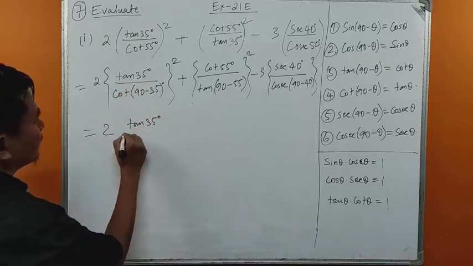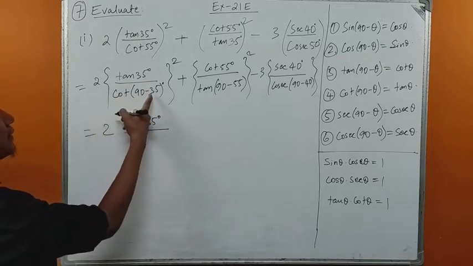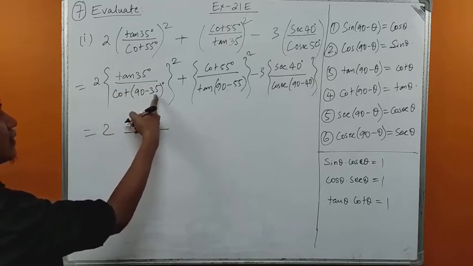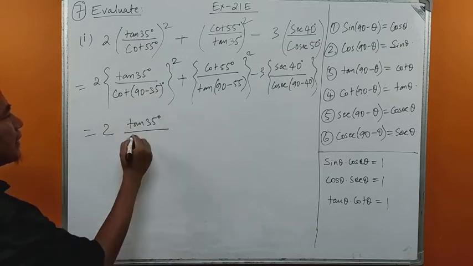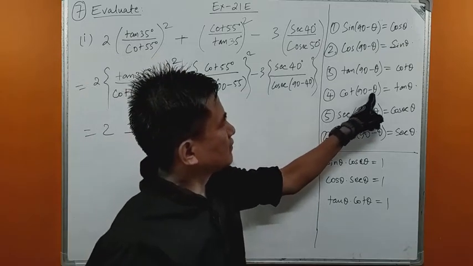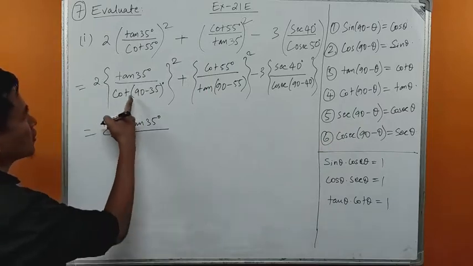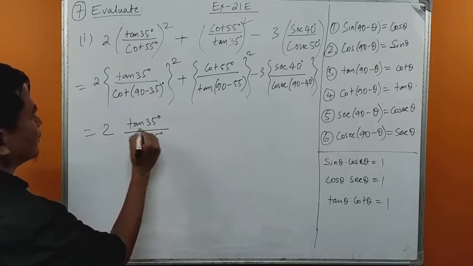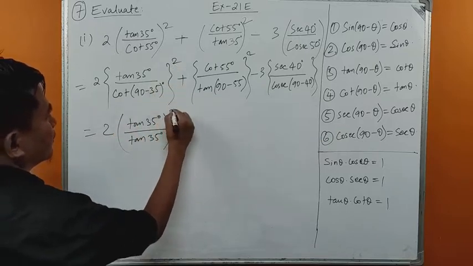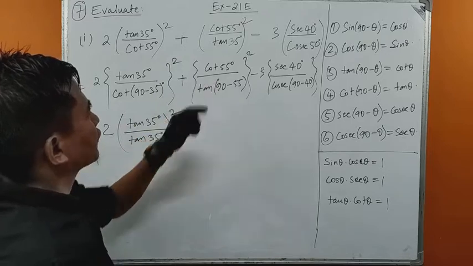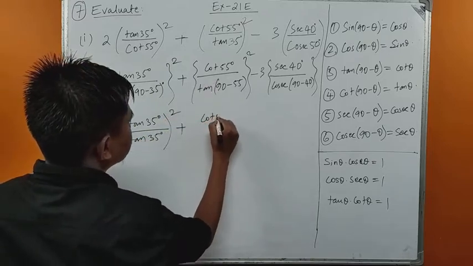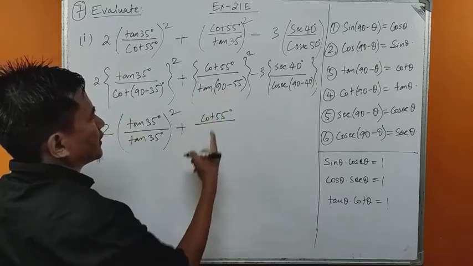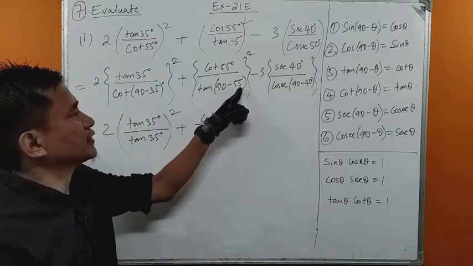degree we copy as it is, and in the denominator we have cot 90 minus theta. This is 90 and this is theta, the angle. Cot 90 minus theta is tan theta. So cot 90 minus 35 is tan 35. Theta is 35 degree. So this is squared, plus cot 55 we copy as it is, cot 55 degree, and in the denominator we have tan 90 minus theta, where theta is 55 degree here.